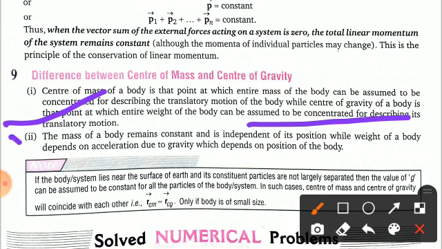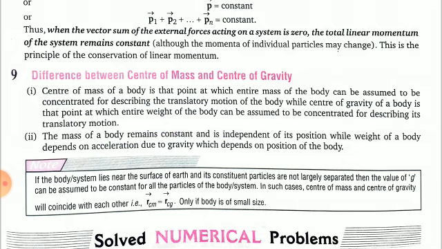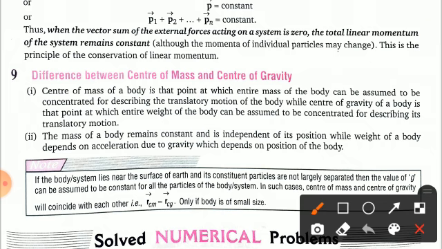Clear? Now the second one: the mass of the body remains constant and is independent of its position, while the weight of the body depends on the acceleration due to gravity, which depends on the position of the body. So these are the differences between center of mass and center of gravity. Both are important, so please remember them.